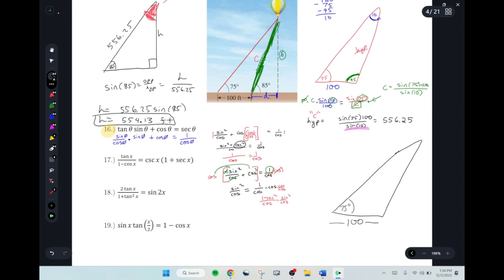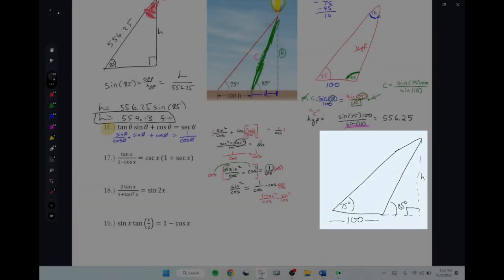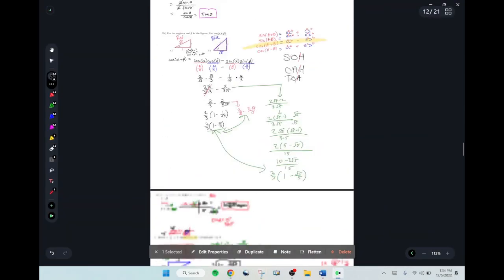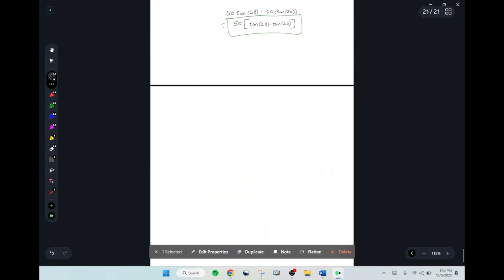75 degrees. 85 degrees. That's going to be a right angle. And that's all the info they gave us. They called this H for us. Okay. There's our problem. Sorry for the messiness of it, but I didn't want to delete it. There's work up there that you can do. We'll do the same exact work down here.